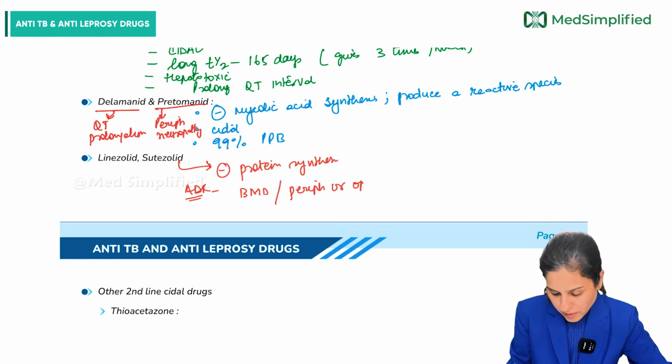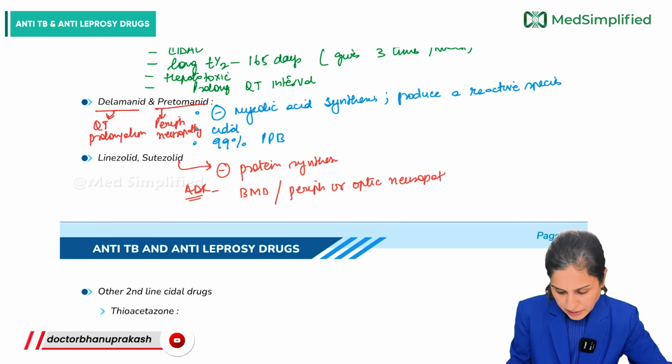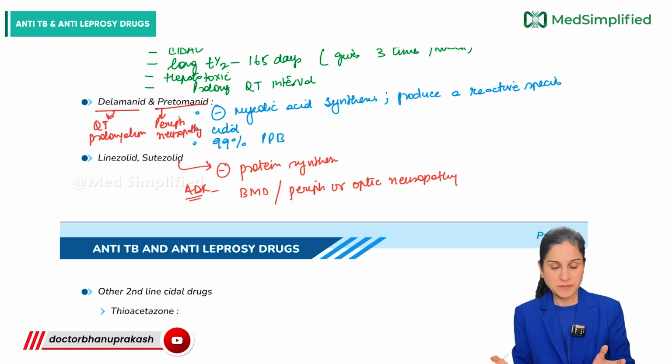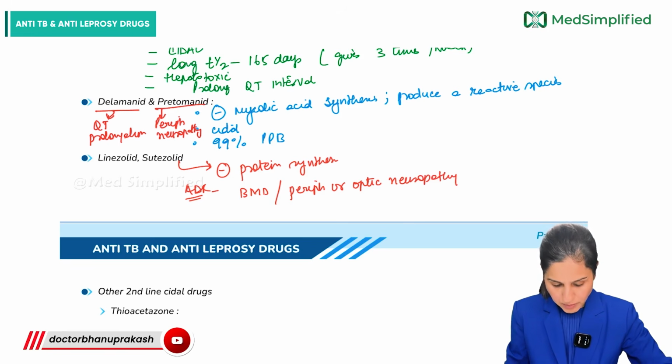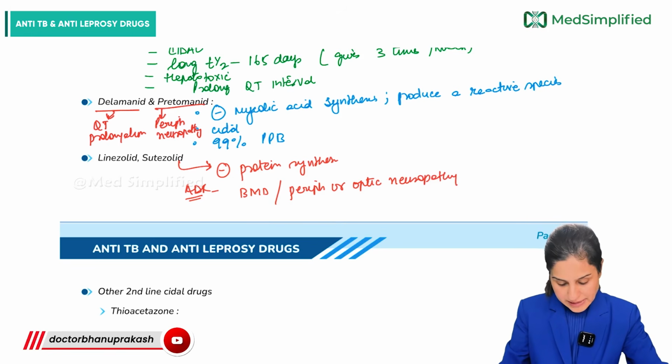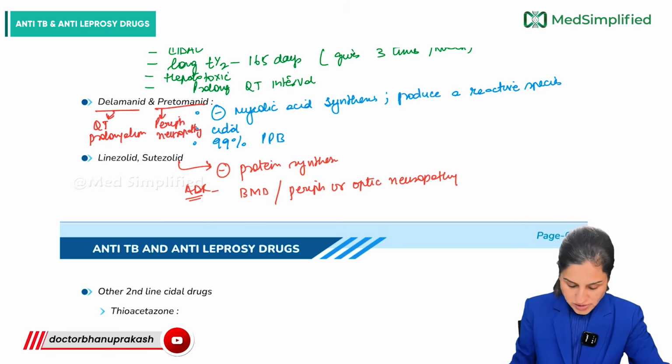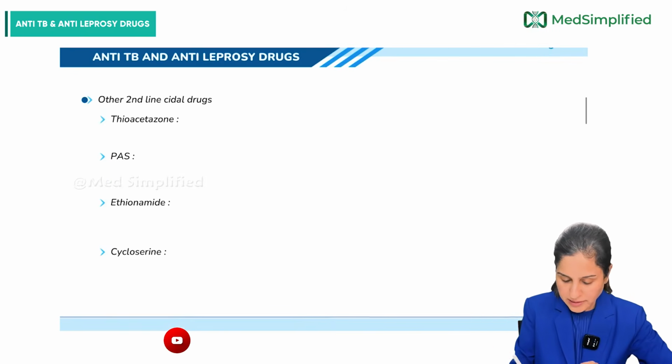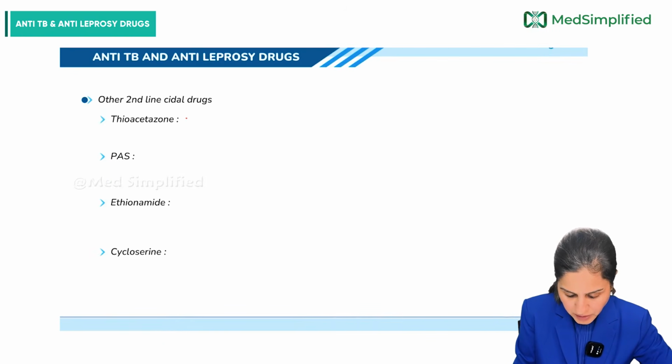But we can also have peripheral or optic neuropathy, which is irreversible. So these are the important newer second line drugs on which the question is asked. Then we have the other older drugs, other older cidal drugs. What is important to know?